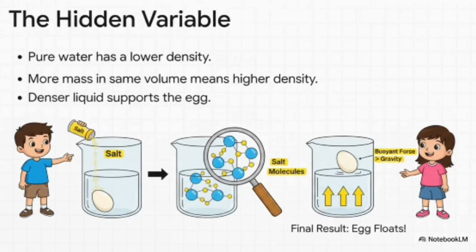When you dissolve salt into the water on the right, those little salt molecules actually hide in the microscopic spaces between the water molecules. The volume doesn't really change at all, but you're adding all the mass of that salt right into the glass. Just like cramming those heavy books into our suitcase, more mass in the exact same volume equals a massive spike in density. And once the salt water becomes denser than the egg itself, boom, it exerts this massive buoyant force, completely overpowers gravity, and pushes that egg right up to the surface.